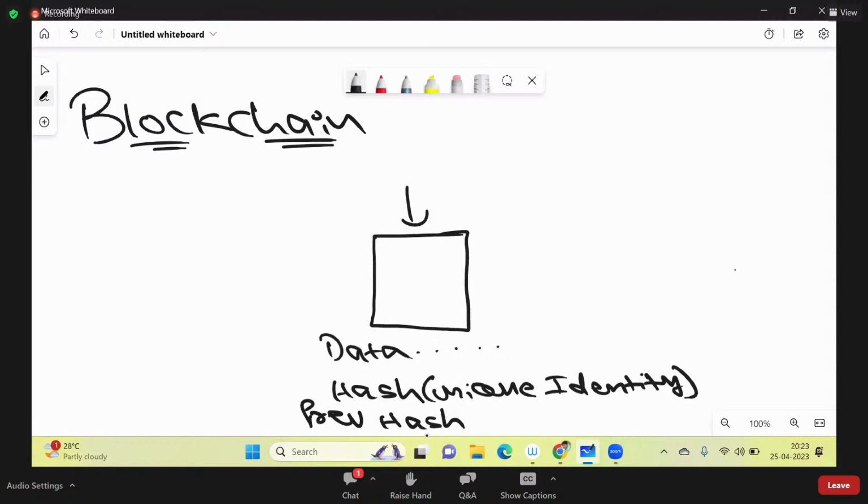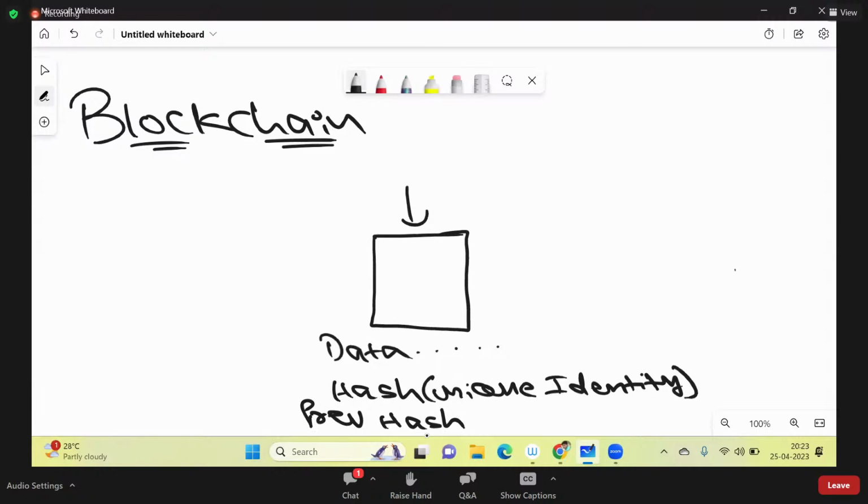Now, the very first block inside the blockchain is called the Genesis block. The first block inside the blockchain is called your Genesis block. The name of the first block inside the blockchain network is actually called your Genesis block. Whereas the rest of the blocks do not have any such name as Genesis. Only the first block within the blockchain network is called your Genesis block. Whereas the corresponding blocks have their own block height.